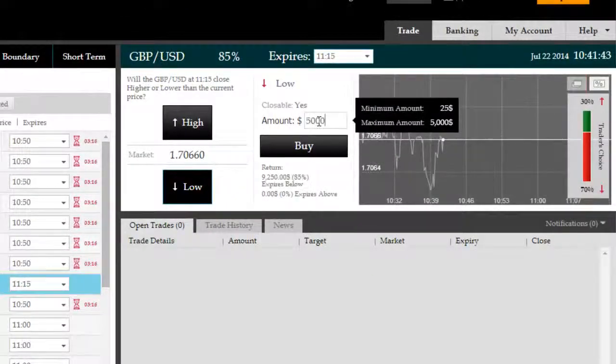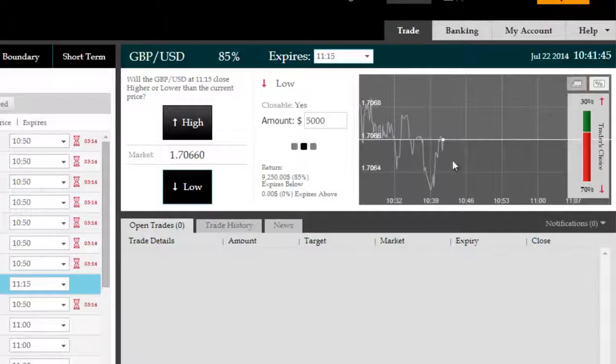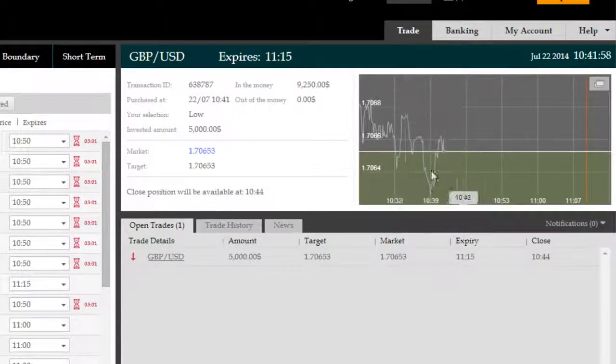So again, we're going to choose 2 15-minute bars for this trade due to expire at 11:15. That's roughly 30 something minutes from now, with a $5,000 investment. Whoops, lots of volatility here. Let's go back in and get that price locked in. We're looking at an 85% return on this trade. We are now into the trade.